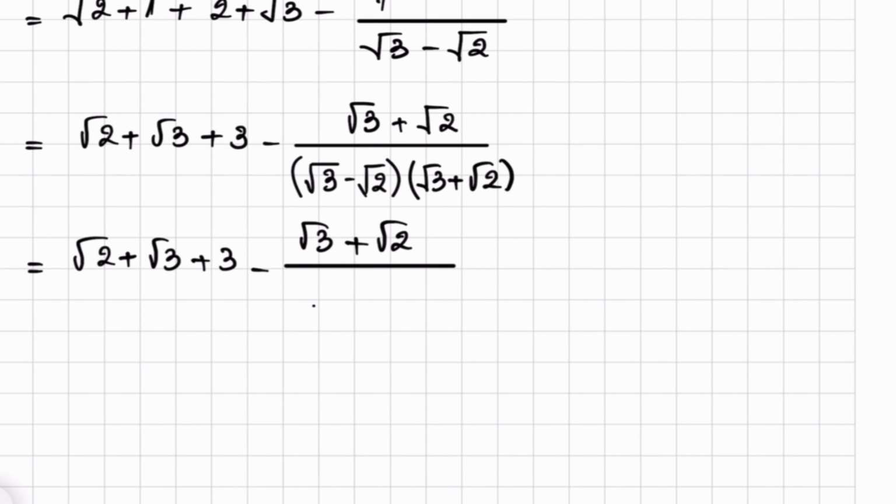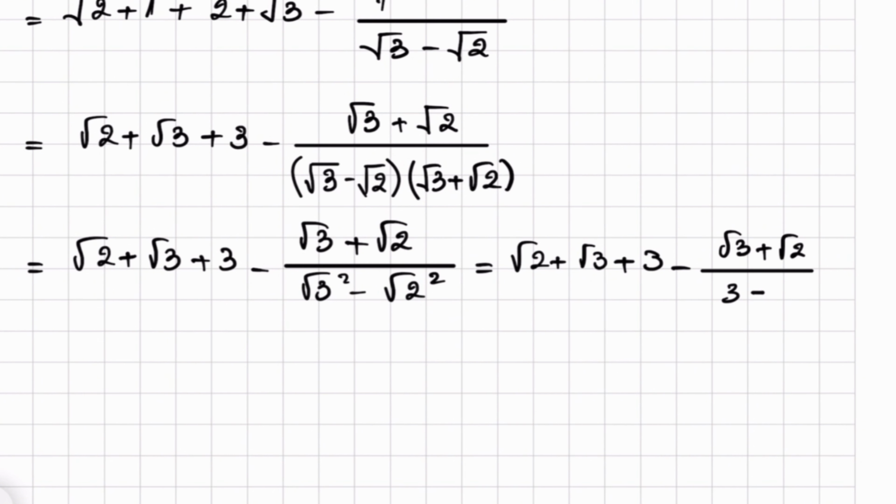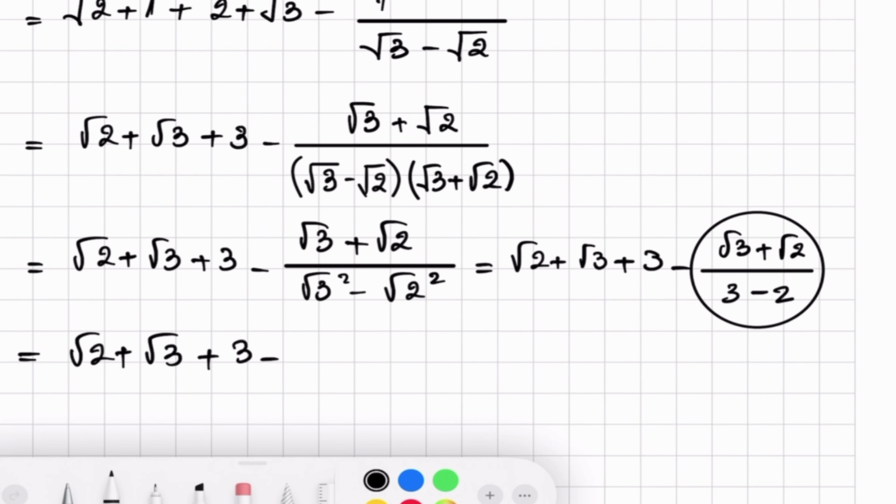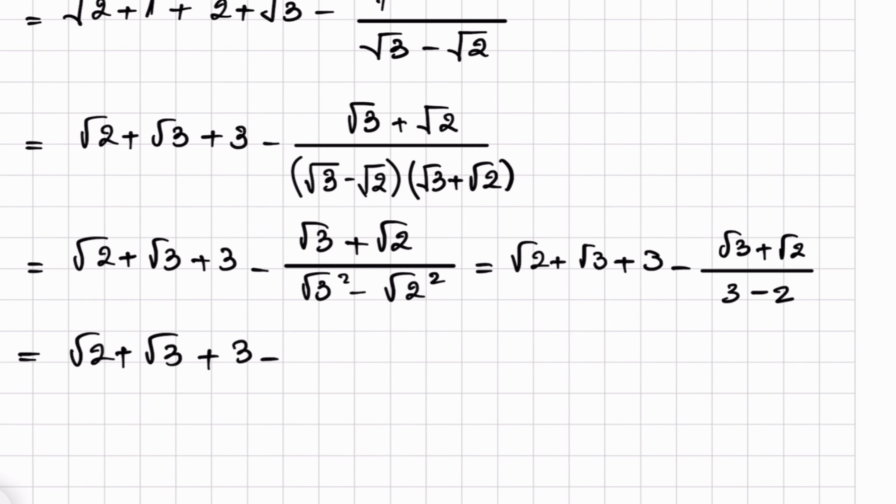Okay, and for the denominator will be equal to square root of 3 square minus square root of 2 square, and then we will get square root of 2 plus square root of 3 plus 3 minus square root of 3 plus square root of 2, and then 3 minus 2 here, and then equal to square root of 2 plus square root of 3 plus 3 minus, and here we have this number is square root of 3 plus square root of 2 over 1. So we just can write square root of 3 plus square root of 2 here, and then square root of 2 plus square root of 3 plus 3 minus square root of 3 minus square root of 2.